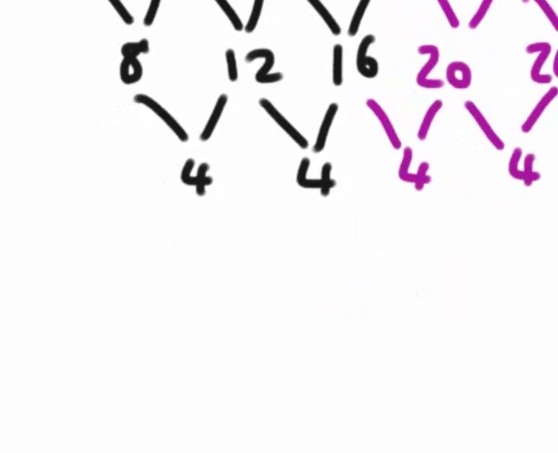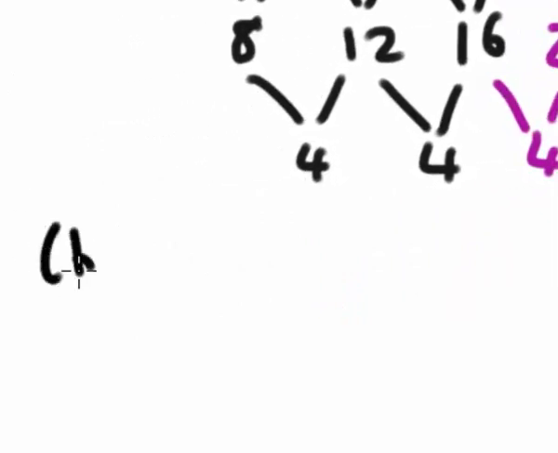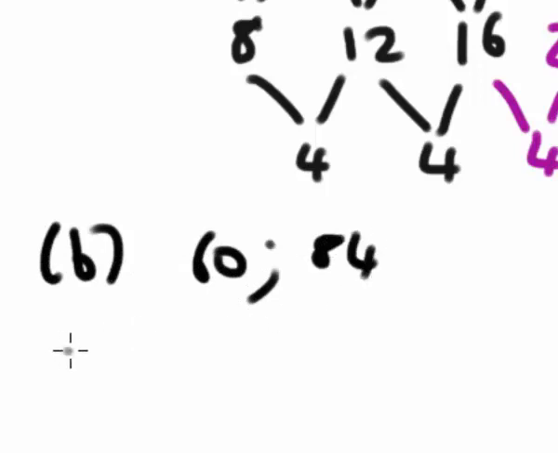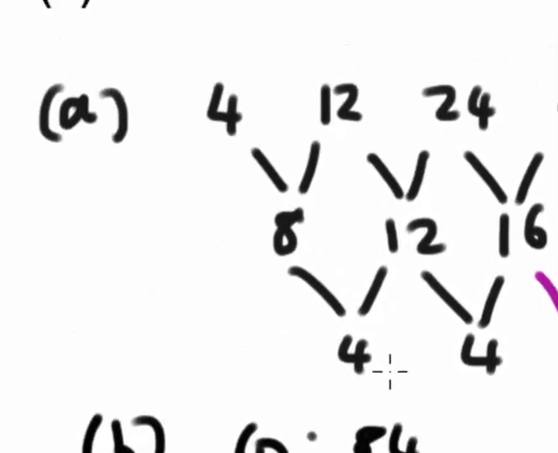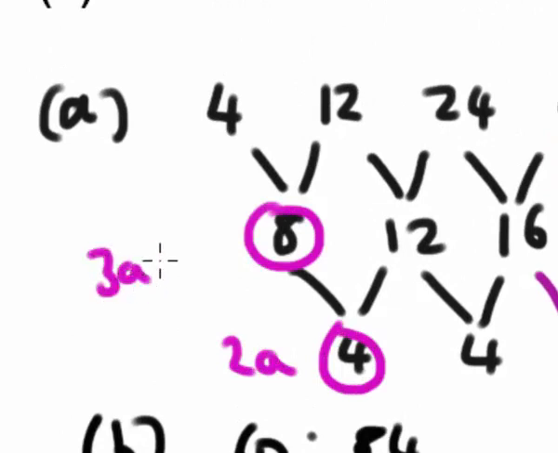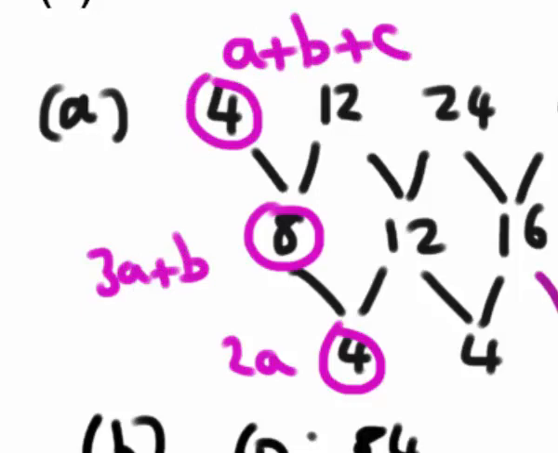So what would the next two terms be? If you look at that, number B would be 60 and 84. Okay, determine the nth term, no problem with that. Let's get some color here. We can see that that is 2a, 3a plus b, and the 4 is a plus b plus c. I really love these, they're pretty cool.